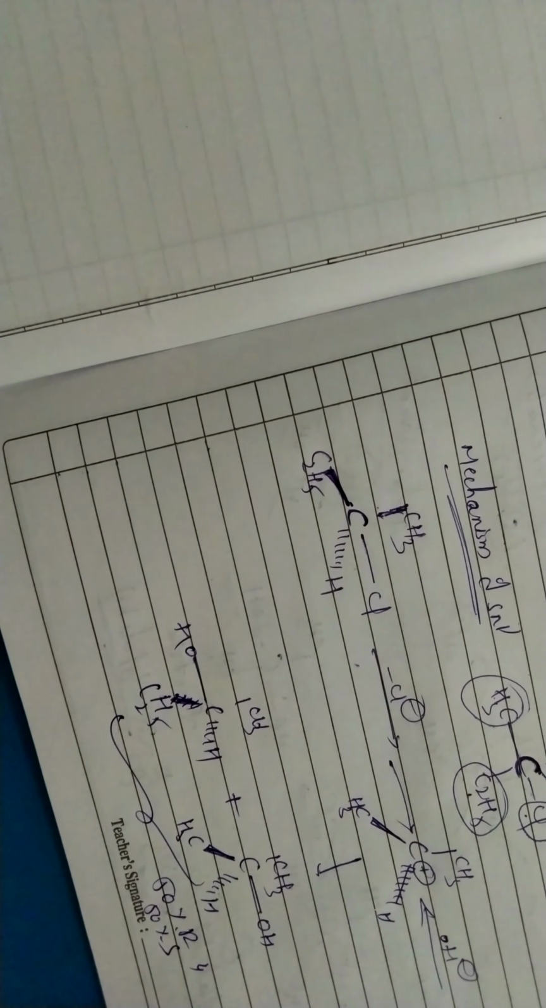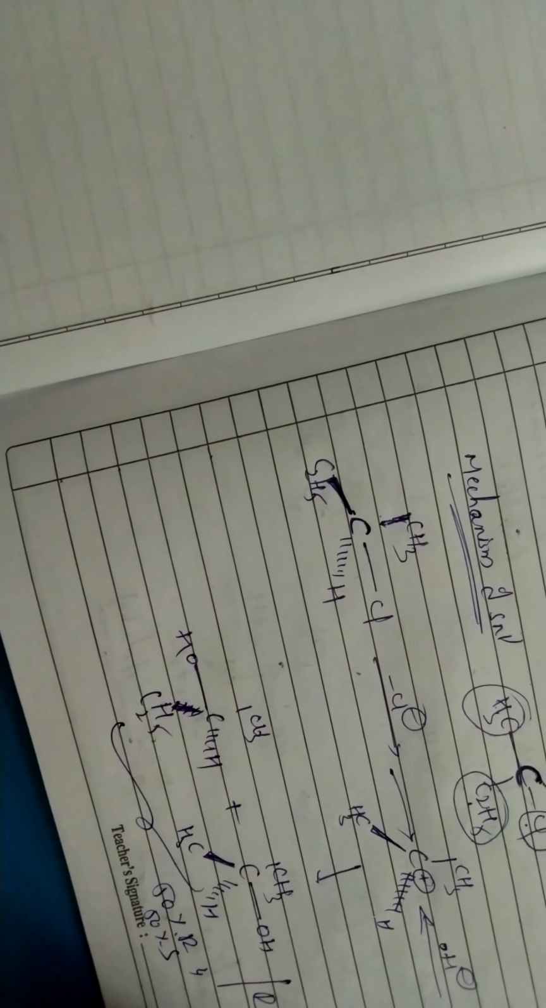What is meant by a racemic mixture? If any mixture contains 50% R configuration and 50% S configuration enantiomers, it is called a racemic mixture. So here we are getting the racemic mixture, 50% R and 50% S. So this is about the SN1 reaction.